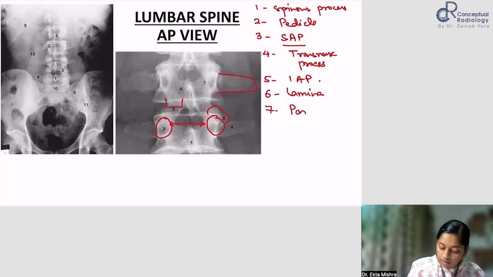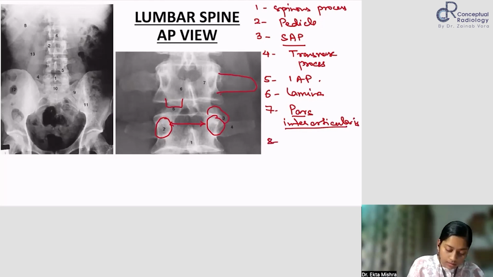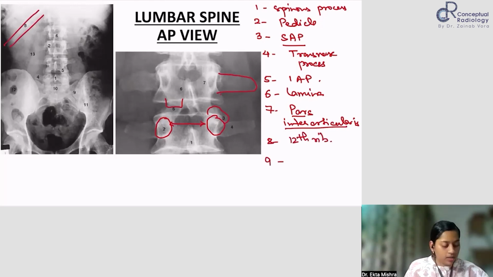Seventh is another important landmark, pars interarticularis, between the articular processes. That segment is known as pars interarticularis, and if it is not intact, there is listhesis and rotational anomalies. Okay, so eighth is, you see here, the last rib, 12th rib. Ninth is the ala of sacrum, that is sacral ala.